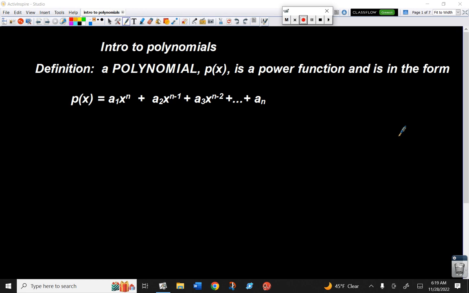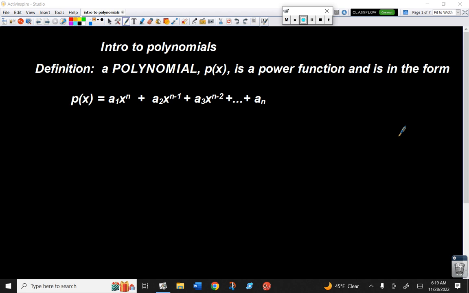A polynomial, p of x, is a power function, and it's usually in the form of p of x equals a sub 1 times x to the n plus a sub 2 times x to the n minus 1 plus a sub 3 times x to the n minus 2 plus, and it keeps going until you just have the a sub n. Now I'm going to explain what all these subscripts and superscripts mean.